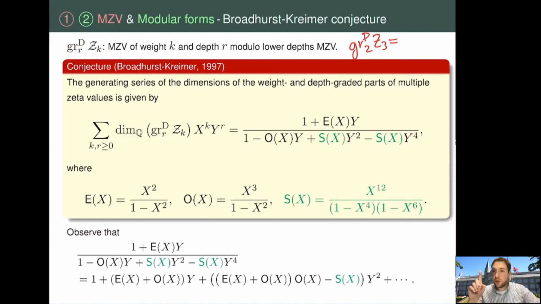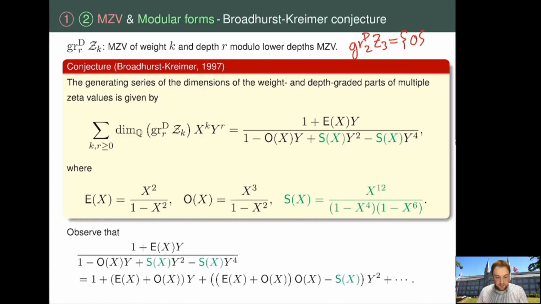Well, there's one multiple zeta value of weight 3 and depth 2, which is zeta(2,1). But we learned zeta(2,1) equals zeta 3, and zeta 3 is depth 1. So in this case, this space here is just the trivial space, because every multiple zeta value of depth 2 and weight 3 modulo lower depth vanishes.